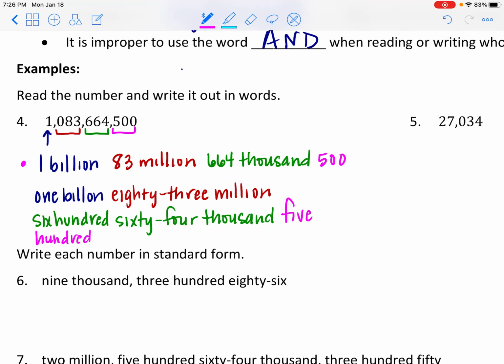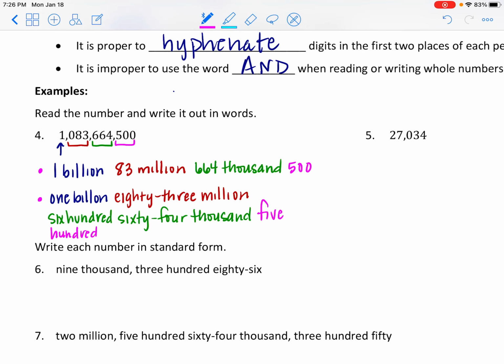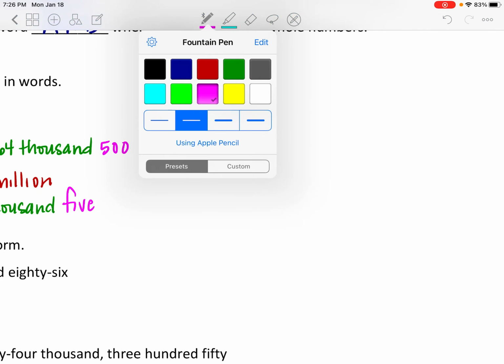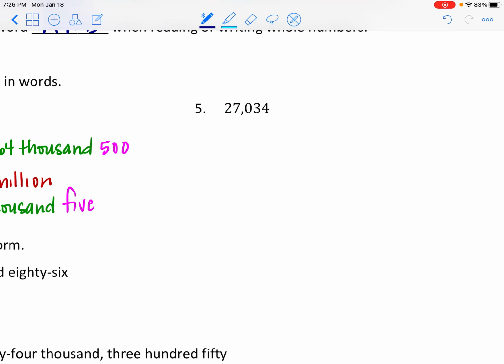Okay, so this was like step 1. And this is technically the final answer here. Okay, so that was a long one. Let's try another. So number 5 here, this is 27, and that is in the thousands period, so 27,000. And then this is 34 in the ones period, so we're going to say 34.